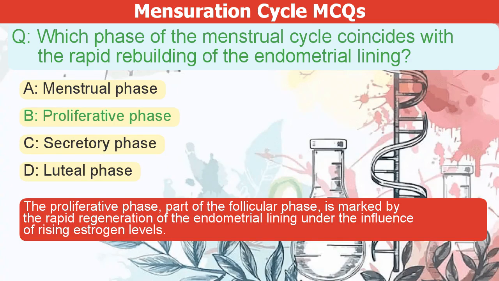The correct answer is B. The proliferative phase, part of the follicular phase, is marked by the rapid regeneration of the endometrial lining under the influence of rising estrogen levels.